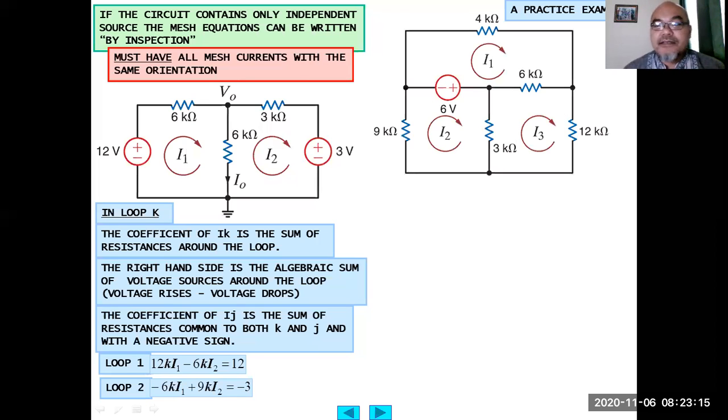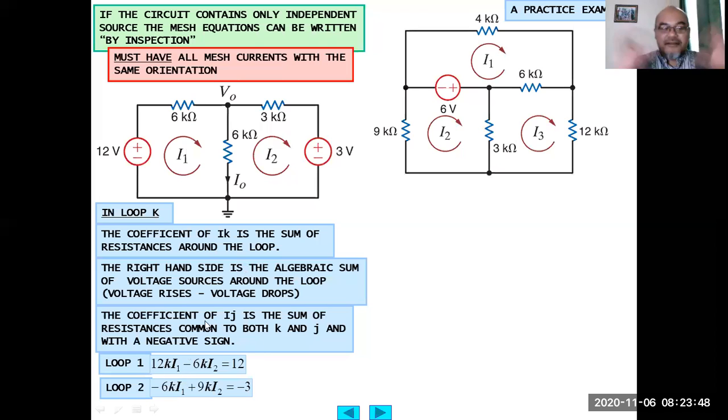So as a practice example, let's say here we have 3 meshes, with 4 kilo ohm and 6 kilo ohm resistors, and then 9 kilo ohm, 3 kilo ohm, and 12 kilo ohm. The dependent voltage source is 6 volt. Actually, for me personally, it is easier to write it down a little bit more and then regroup it, rather than this way.